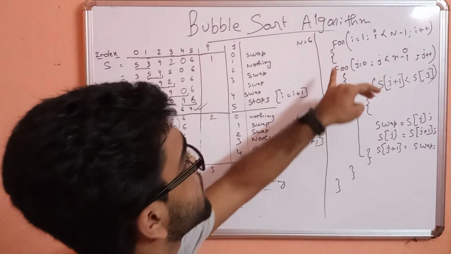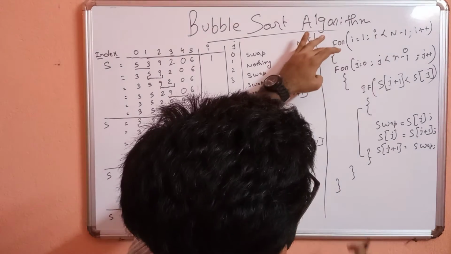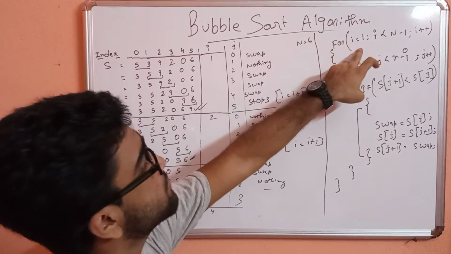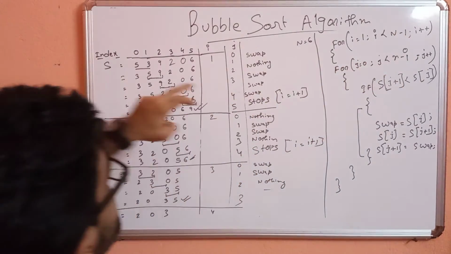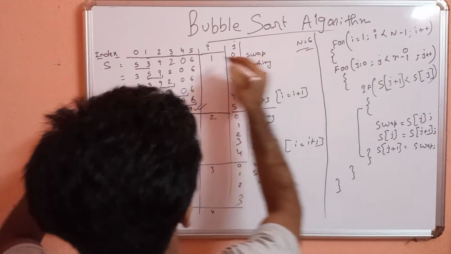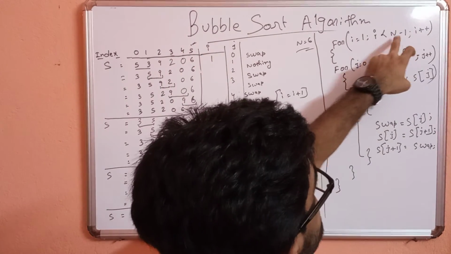You can see the algorithm of bubble sort is shown on this side of the board. First a loop will run, which is i, from 1 to n minus 1. Why n minus 1? n is 6 here. 6 minus 1, up to the 5th index it will run. That's why less than n minus 1.